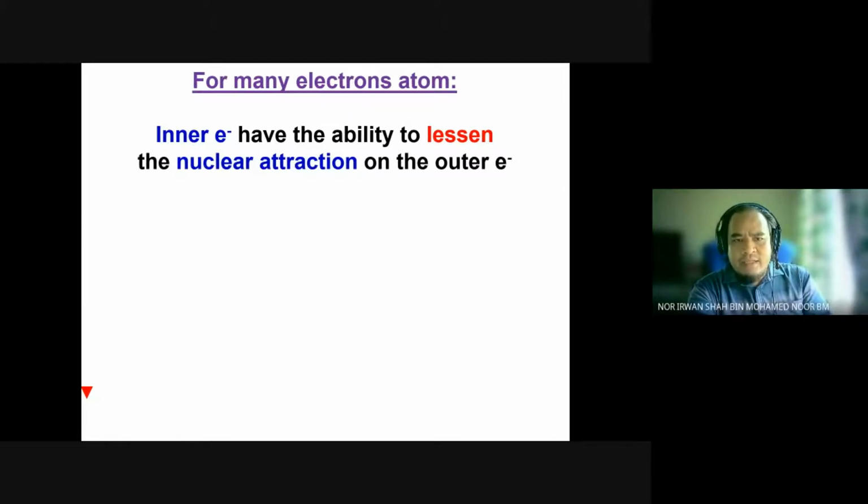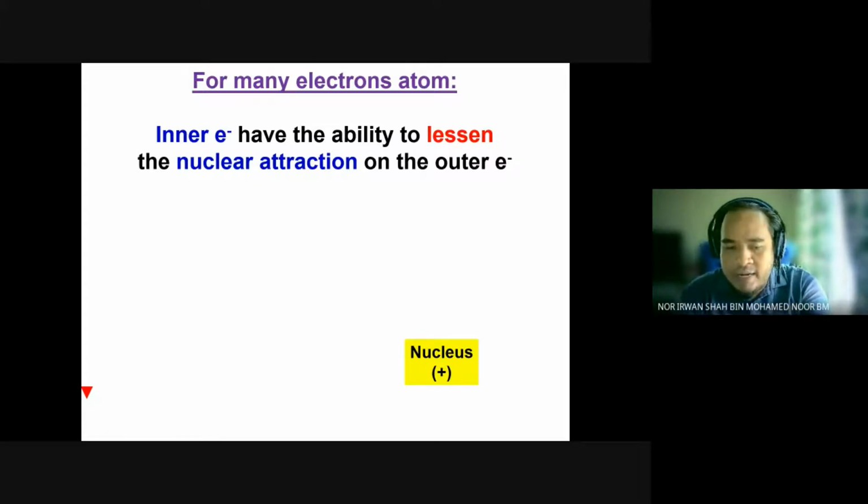Jadi sikit lagi tentang shielding effect ni. So sekarang kita tahu untuk atom yang ada banyak elektron, for many electrons atom, kita tahu dia akan ada inner electrons dan outer electrons. So apa yang berlaku guys? These inner electrons dia akan lessen the nuclear attraction on the outer electrons. So dia mengurangkan. So these inner electrons, dia akan shield lah. Itu maksud shielding effect tu. Dia akan shield, dia akan halang this outer electrons untuk ditarik kuat oleh nukleus.